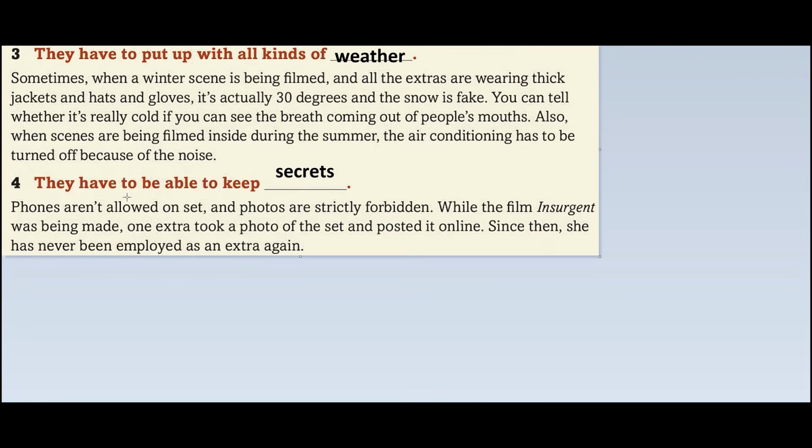Четвертое. Им приходится быть способными сохранять секреты. Им приходится сохранять секреты. Телефоны не разрешены на съемках, и фотографии настрого запрещены.